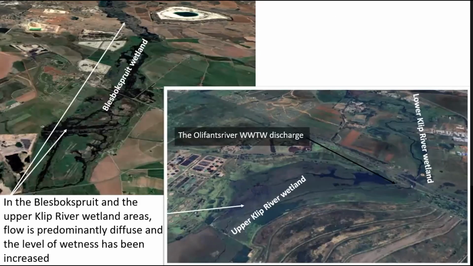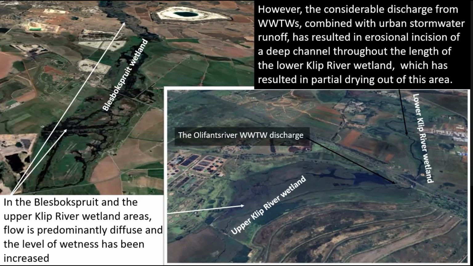Also common to pretty much most of Blesbokspruit and the upper section of the Klip River is water flow which is predominantly diffuse. In other words, it's spread widely across the wetland, and wastewater has contributed to that, and also an increased level of wetness.